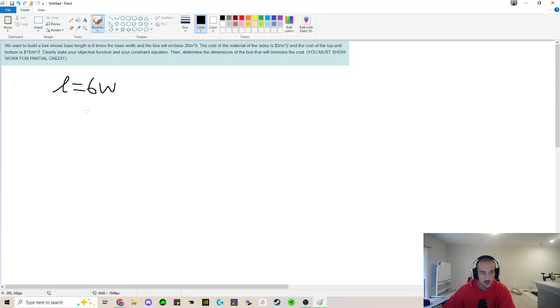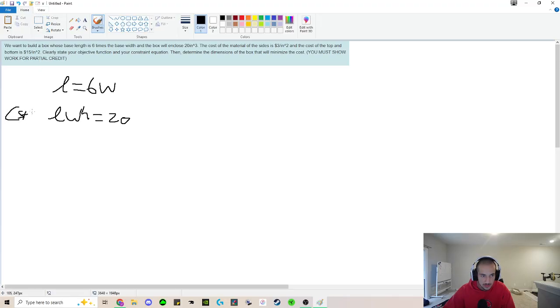It will enclose 20 cubic inches, which means that length times width times height equals 20, because that's going to be our volume, right? And then the cost of materials is $3 per inch squared on the sides and $15 per inch squared on the top. So this is our constraint.